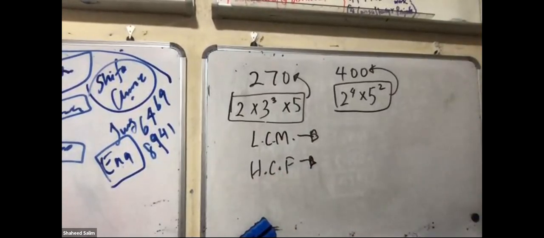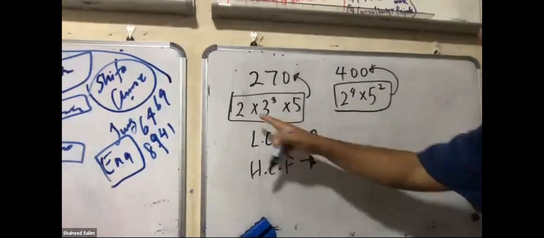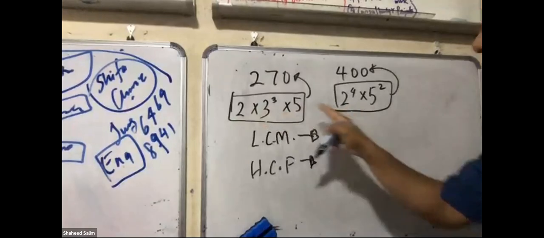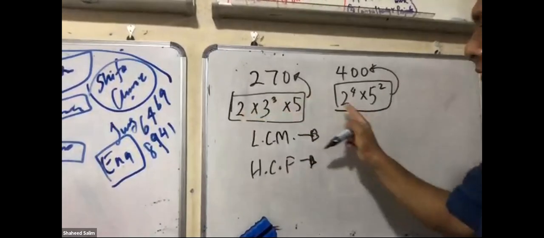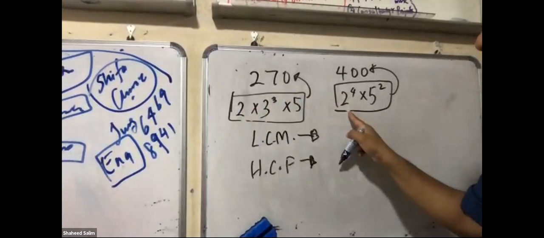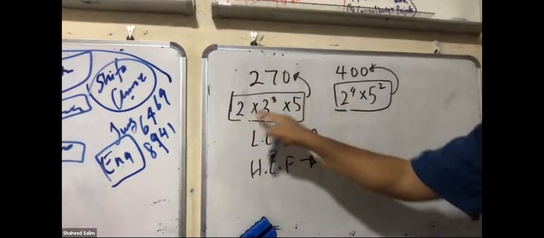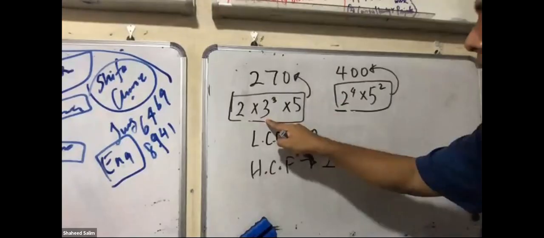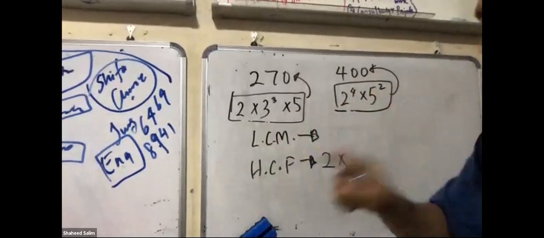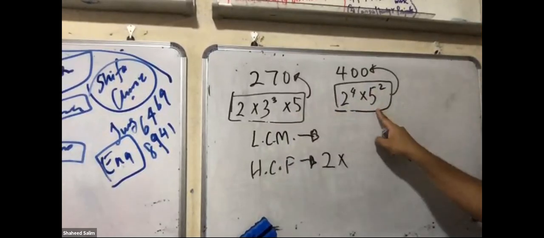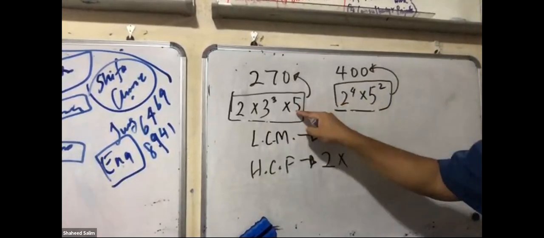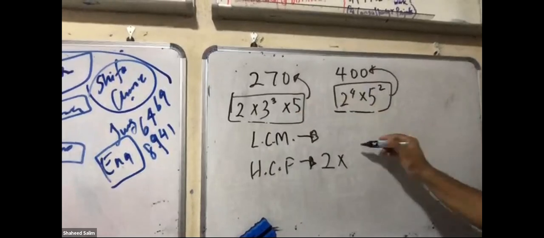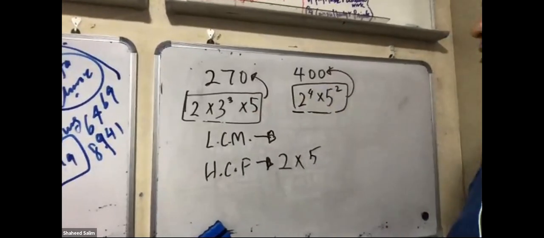HCF, you look at the numbers that are the same. Take the smaller one. This one got 2, this one got 2. Which one is smaller, Edmund? This one got 2, this one 2 to the power 4. Which one is smaller? 2. This one got 3 to the power 3, this one doesn't have, cannot use. It's only the same numbers for HCF. This one got 5, this one 5 to the power 2. Which one is smaller? 5 or 5 to the power 2? Times 5. This is your answer for HCF.